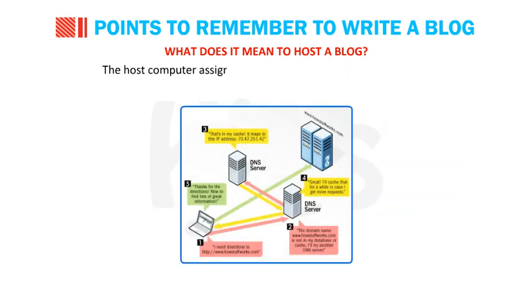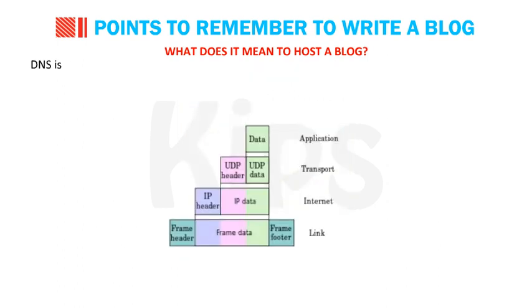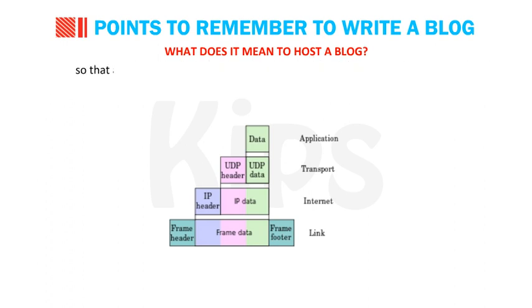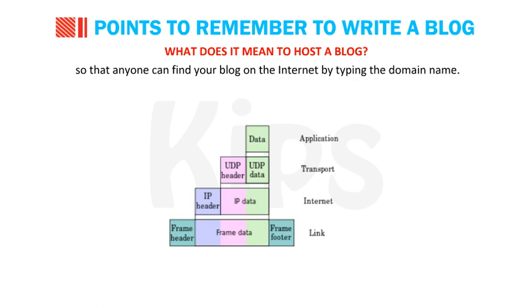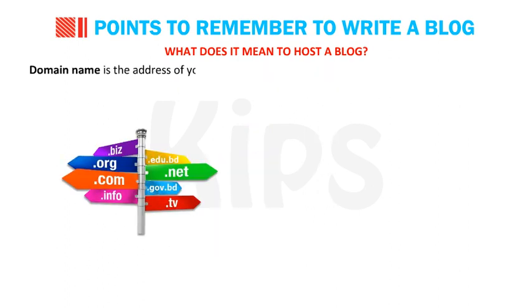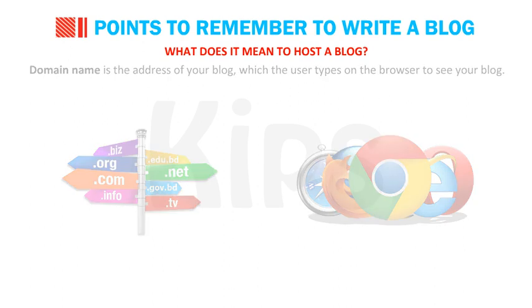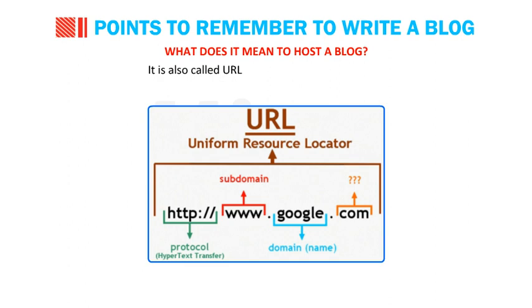The host computer assigns a domain name system DNS address. DNS is an internet service that translates domain names into IP, Internet Protocol, and enables communication between your computer and the server so that anyone can find your blog on the internet by typing the domain name. Domain name is the address of your blog, which the user types on the browser to see your blog. It is also called URL, Uniform Resource Locator.